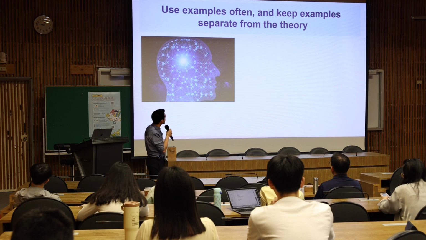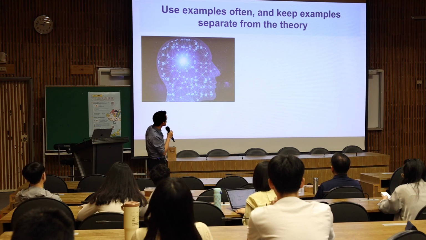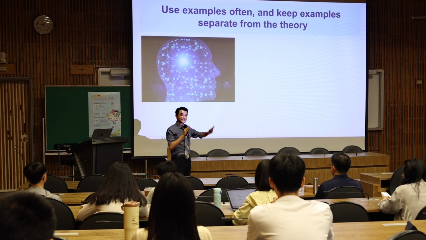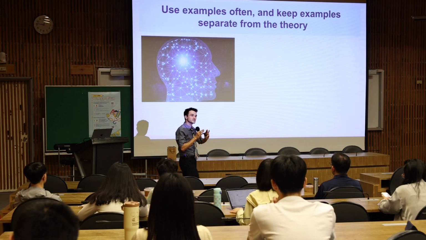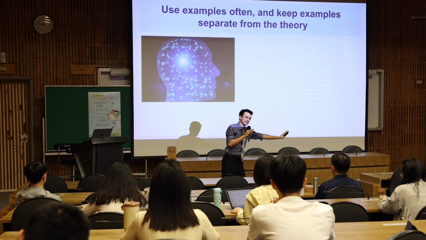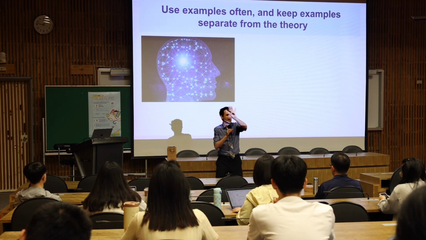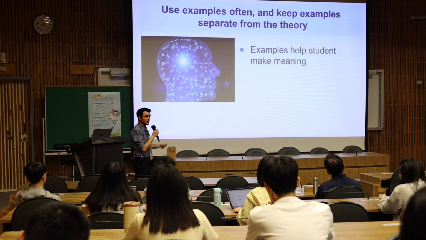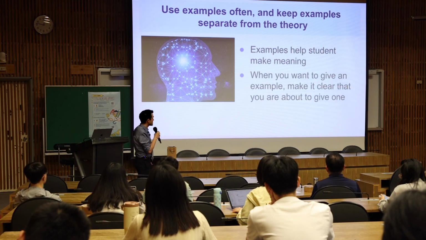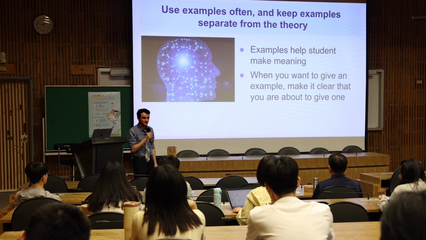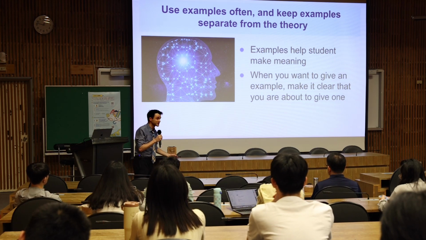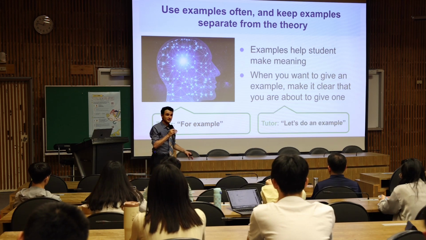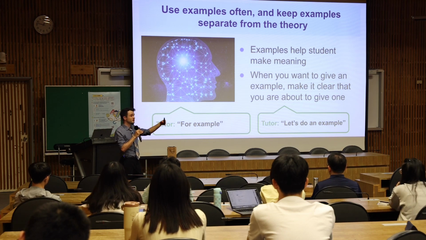Next topic, use examples often and keep examples separate from theory. As English level gets lower, this becomes more important. For some students, it's hard to know when you're transitioning from an example to a theory to a correction. Let's do some examples. So examples help the students make meaning. When you want to give an example, make it clear that you are about to give one. You're giving an example, not a correction. For example, great. Let's do an example. Small phrases like this help keep your tutoring organized.